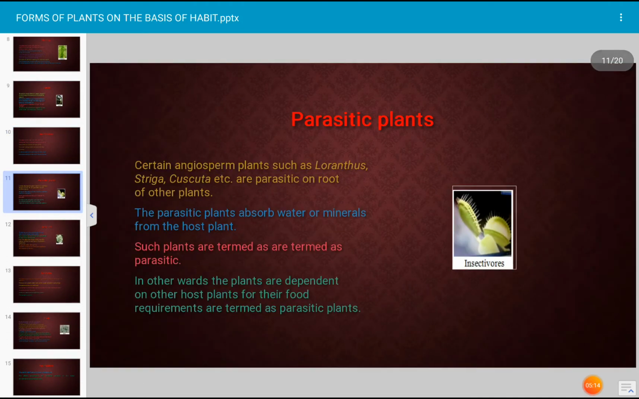Next, parasitic plant. Certain angiosperms, such as Loranthus, Striga, Cuscuta, are parasitic plants, and they are parasitic on the roots of other plants. The parasitic plants absorb water and minerals from the other host plant. Such plants are termed as parasitic plants. In other words, the plants dependent on other host plants for their food requirement are termed as parasitic plants.